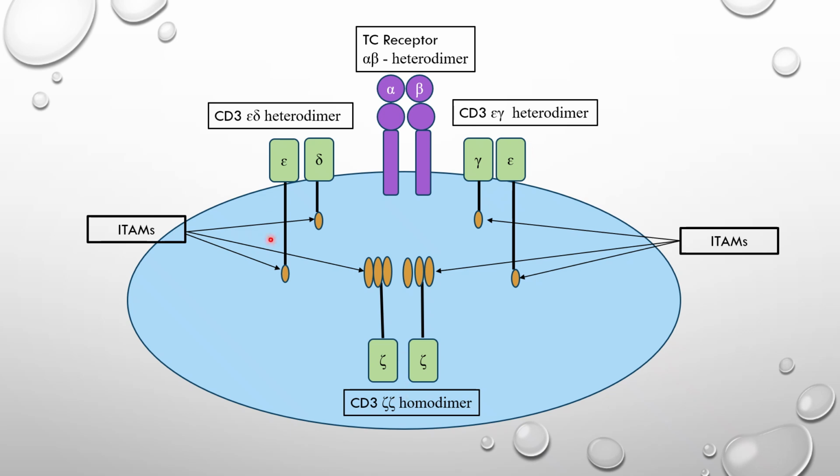But CD3 consists of these three components. It consists of two different heterodimers. So it's the epsilon delta heterodimer and the epsilon gamma heterodimer. And each of these have an ITAM. And then it consists of one homodimer, which is the zeta homodimer. Yeah. And this has 3 ITAMs each. So there are 10 ITAMs in a normal endogenous setting.